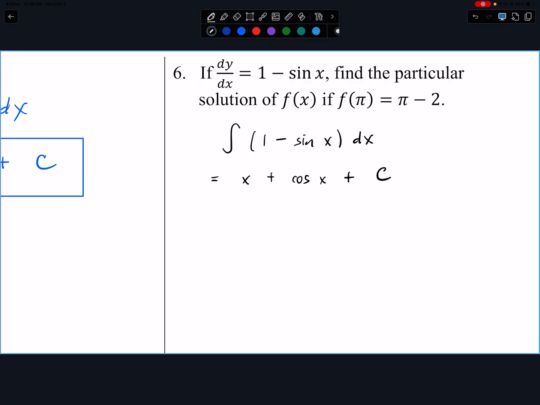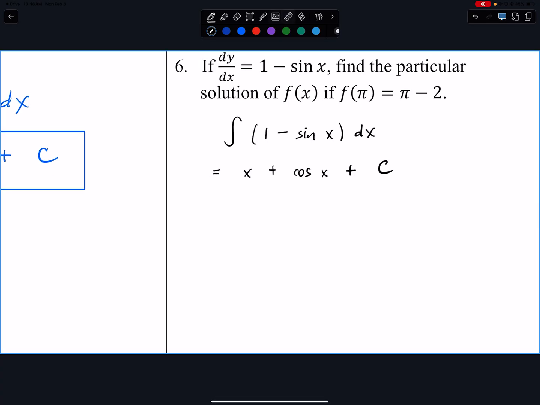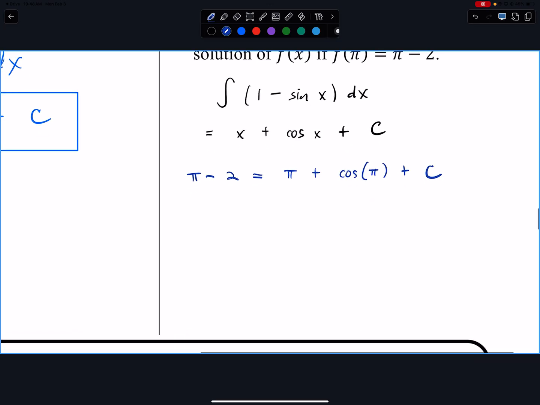Okay? All right. So now let's use the initial condition. So that means that this is my answer if I plug in pi for x. So pi minus 2 is equal to pi plus cosine of pi plus c. So let's leave this alone for right now. What's the cosine of pi? Negative 1. Good.